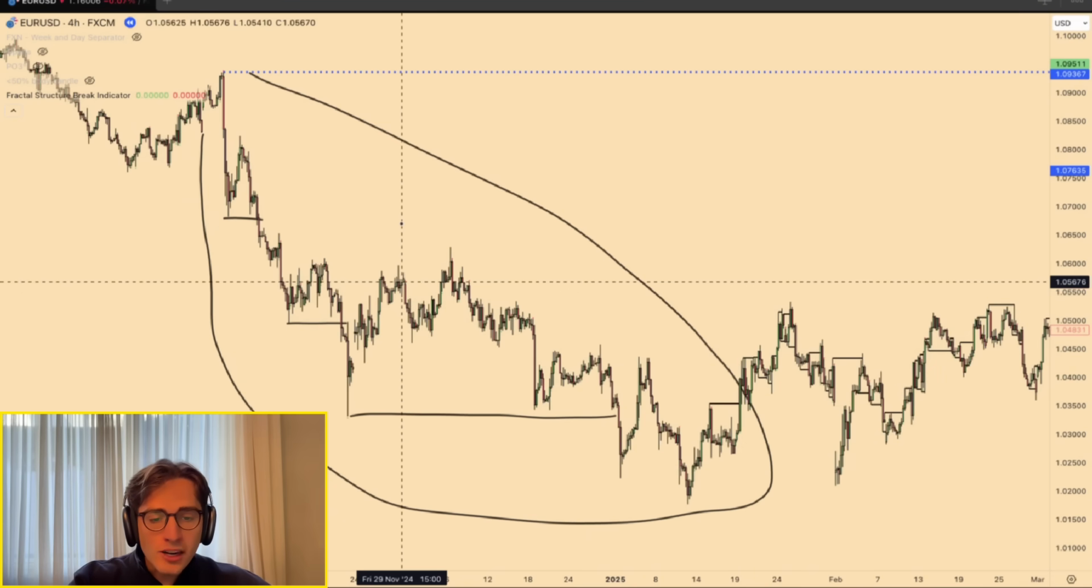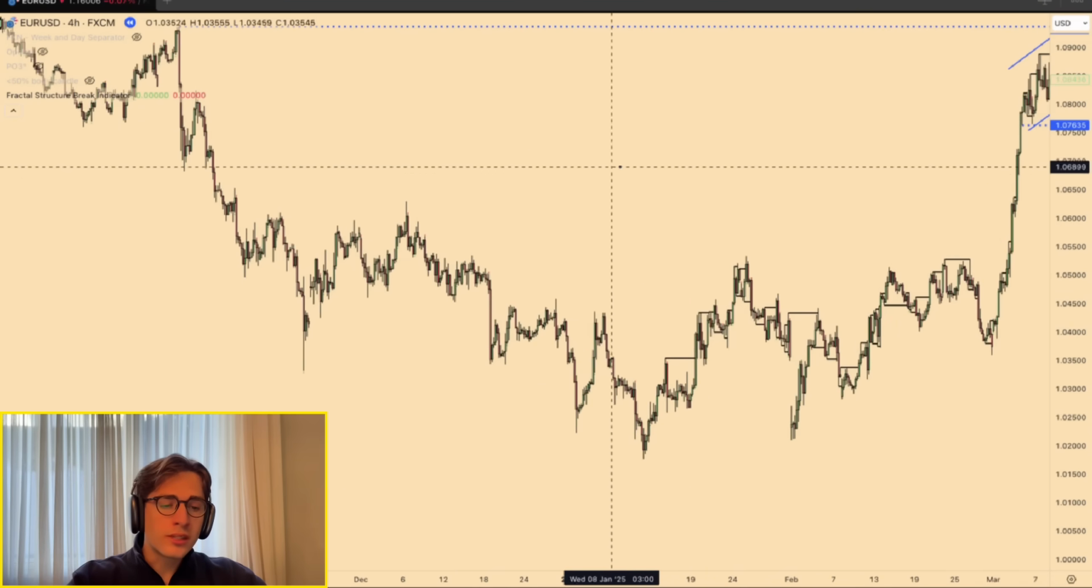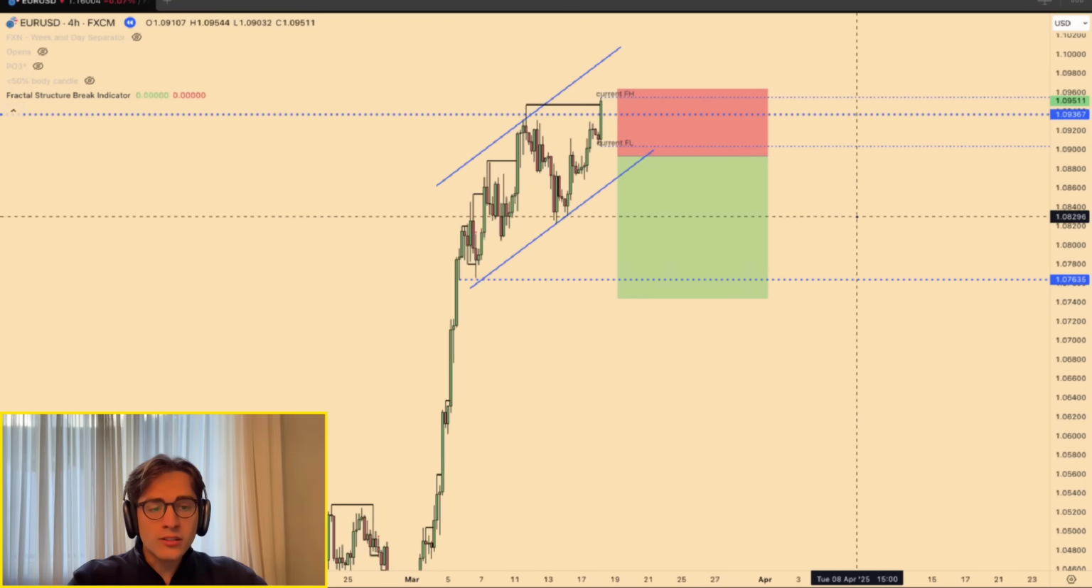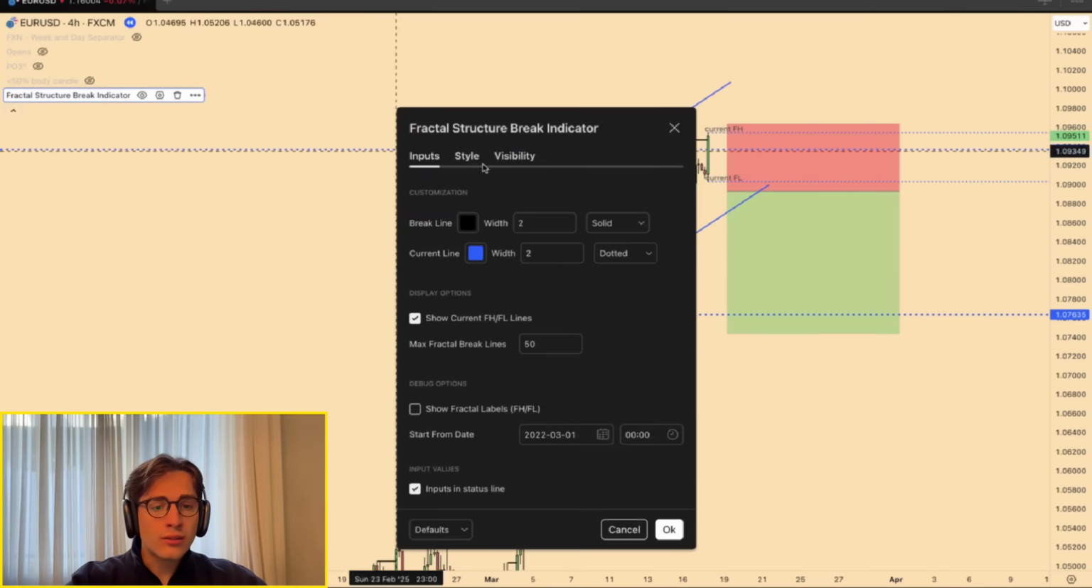But how can you actually capitalize on these overall swings with a mechanical entry model using that change of character? Because a change of character is actually exactly that, what I just explained, the overall swing structure, but then based on individual candlesticks. And I'm personally using the fractal structure break indicator.